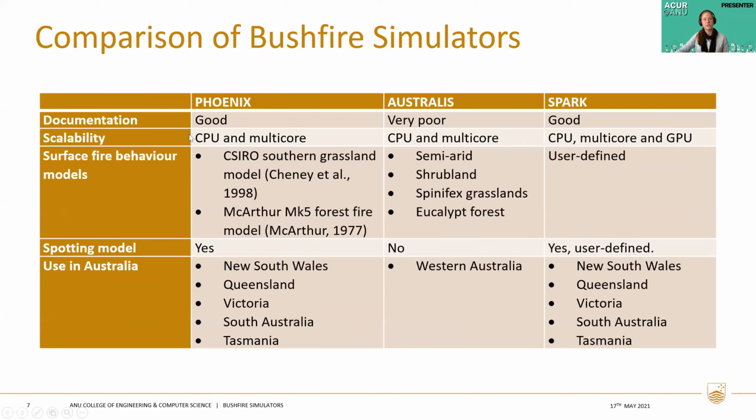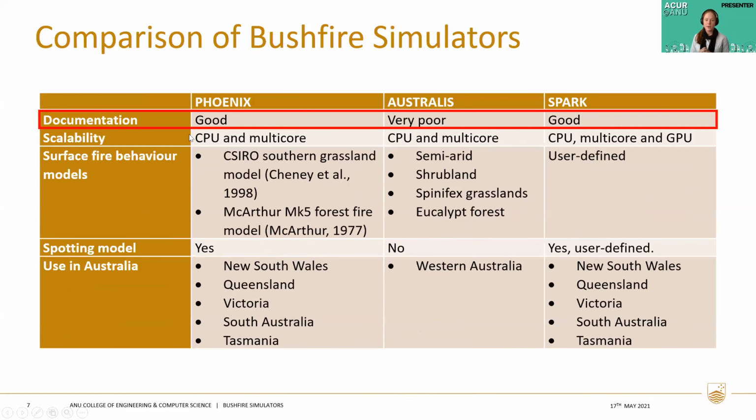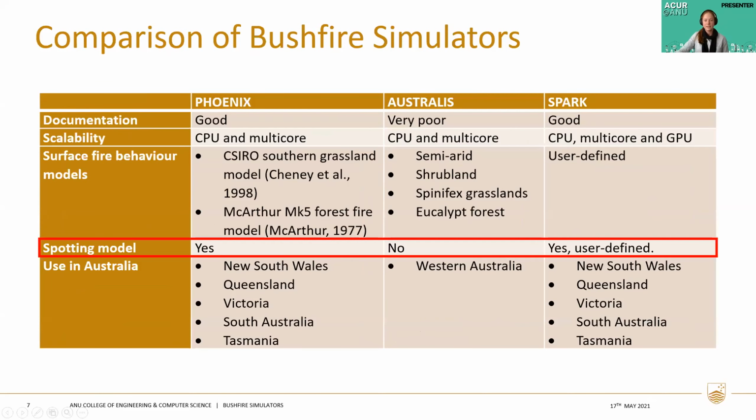If we first look at documentation, we can see that Australis was the only one that had really poor documentation, and this makes it harder to understand and use the software. In addition, Australis is the only one of the 3 that doesn't have a spotting model. And this is a big disadvantage because it could potentially be a required functionality for the one that we want to use in the ACT.